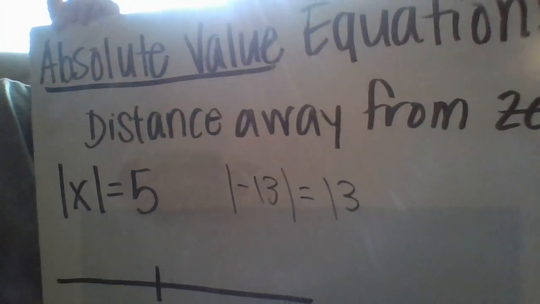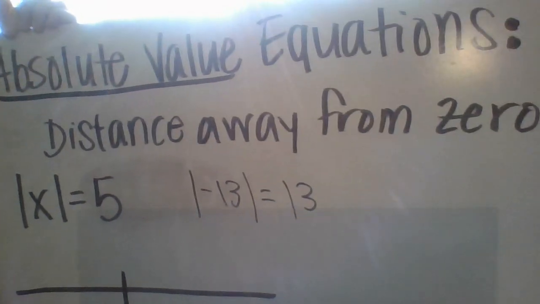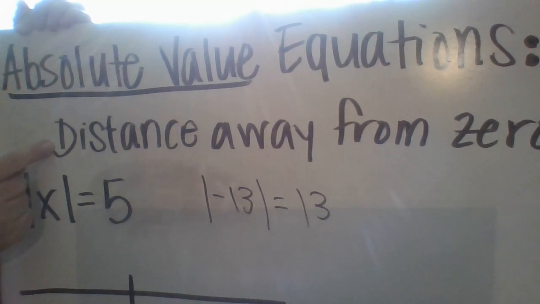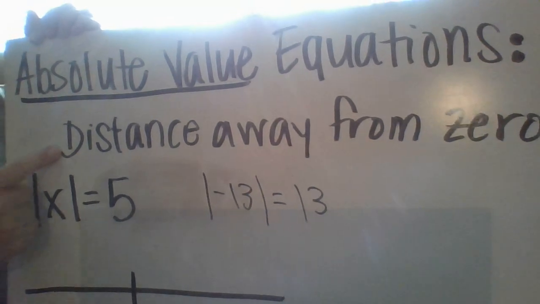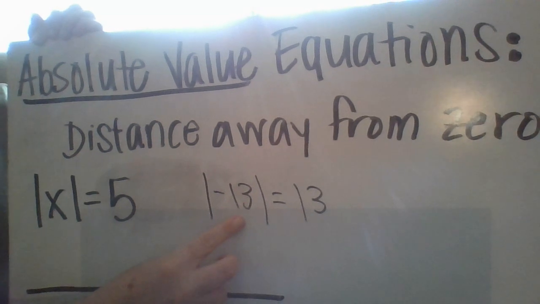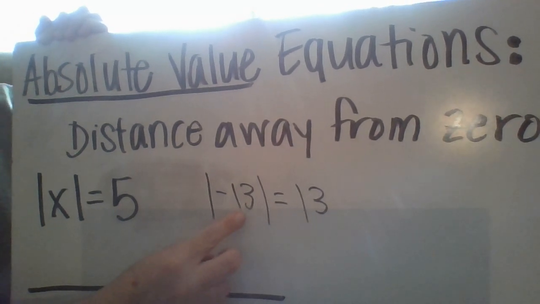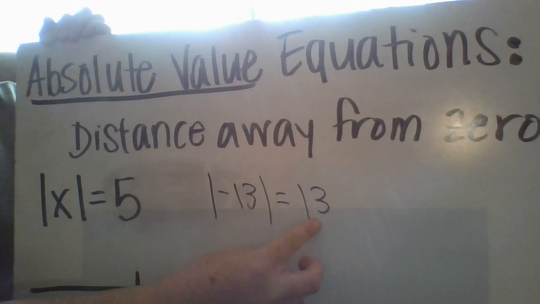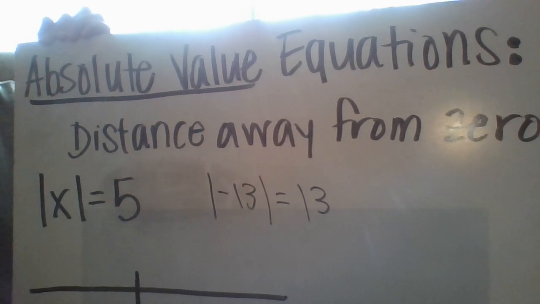The reason why we say that it's a positive value all the time is because absolute value is defined as the distance away from zero. So if I have the absolute value of negative 13, I'm saying negative 13 is 13 units away from zero. And that's why we call it a positive number.